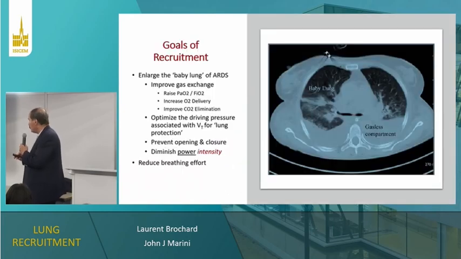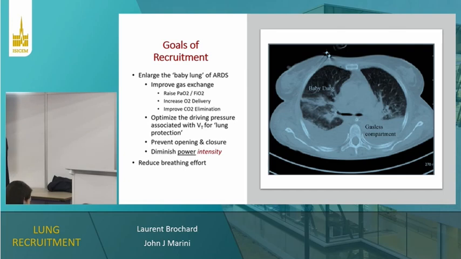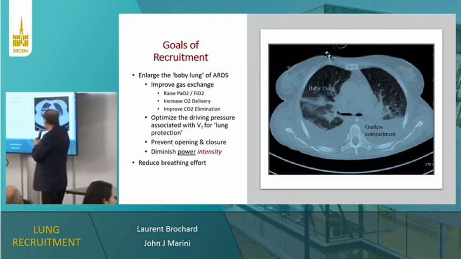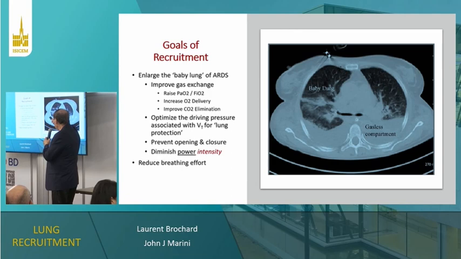Okay. So, if we look at the goals of recruitment, what are we trying to do? We're trying to enlarge the gas-filled part in ARDS we call the baby lung. To enlarge the baby lung of ARDS, we will improve gas exchange to raise the PaO2 to FiO2 ratio, increase oxygen delivery, improve CO2 elimination. We'll optimize the driving pressure associated with tidal volume for lung protection. We'll prevent, if we recruit, the opening and closure of alveolar units that are no longer collapsing and then reopening with each cycle.